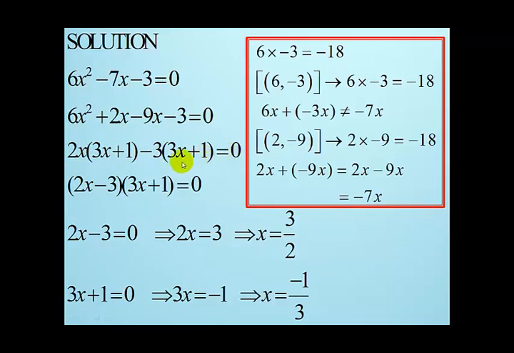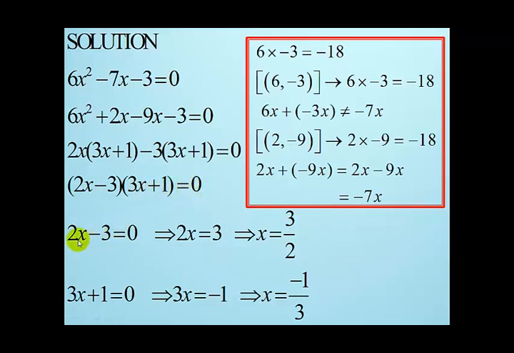Now, let's consider the terms outside the bracket. We have 2x - 3, so we maintain it in one bracket. Then since the brackets are the same, we also maintain one, (3x + 1). So we have (2x - 3)(3x + 1) = 0. So this means that 2x - 3 is equal to 0. And also 3x + 1 is equal to 0.